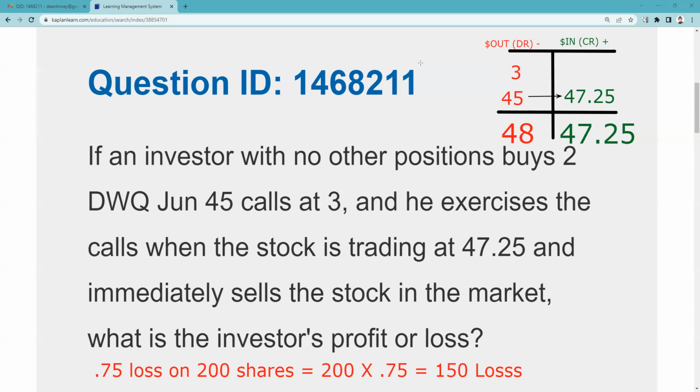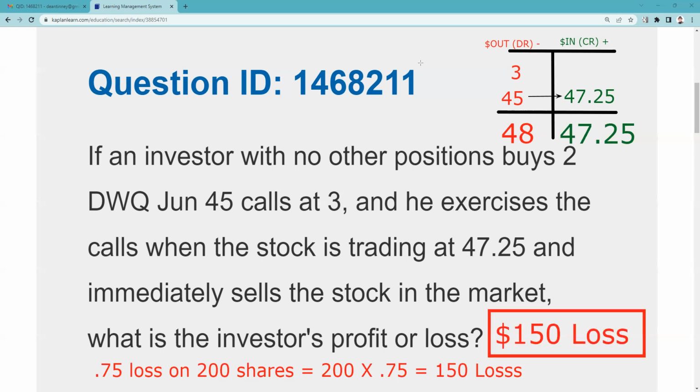By the way, I think your T would be a mess if you put 600 in here and 9,000 in here. Just a mess. I suggest you do things on a per share basis. Okay, so we lost 75 cents a share on 200 shares. 200 times 75 is a $150 loss. That is indeed the answer to the question. So I hope you found that helpful.